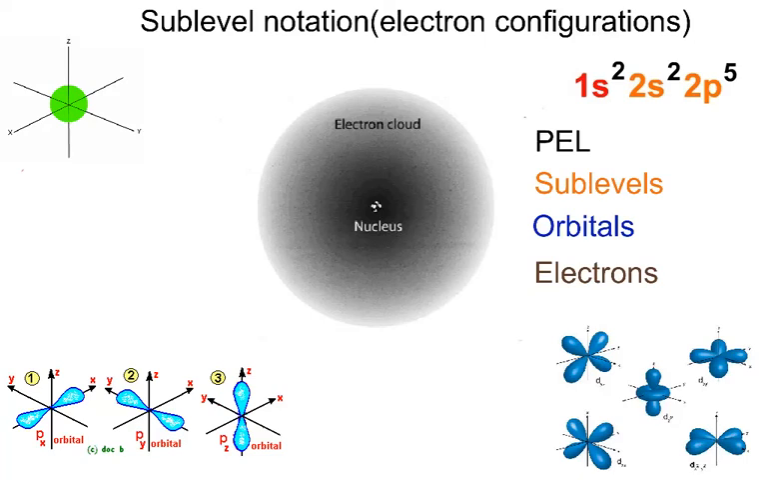This is a video on sublevel notation, or simply electron configurations of the current model of the atom. We've seen that the current model contains principal energy levels, right? And within these principal energy levels are contained other energy levels called sublevels. The sublevels contain orbitals. Now, orbitals are simply regions where we're most likely to find electrons, and the orbitals contain actual electrons. So there are different parts to it.